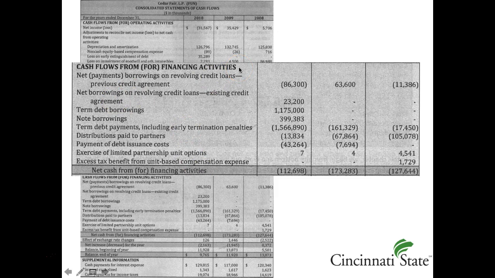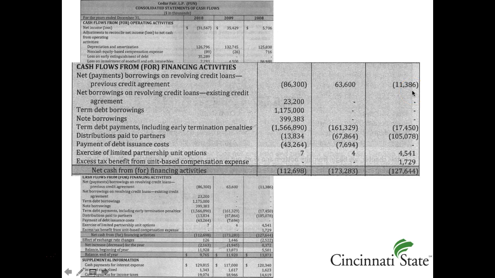In this section, we will focus our attention on the individual items that require spending or bringing in cash. For Cedar Fair, we can see that they have a revolving credit loan and in 2010 spent cash to pay off $86,300,000. In 2009, they borrowed, and in 2008, they paid off.